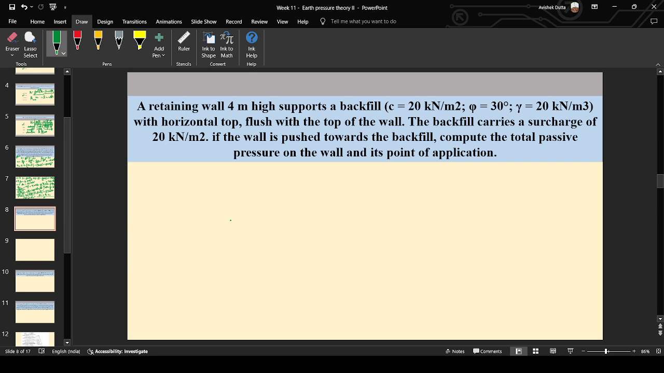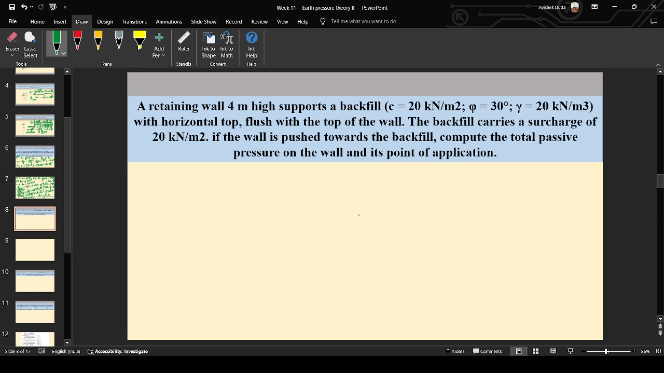So here we have been told the value of cohesion is 2. Not, cohesion is not 2, cohesion is 20. Surcharge is 20, phi is 30, and gamma is 20. So here the wall is pushed towards the backfill.